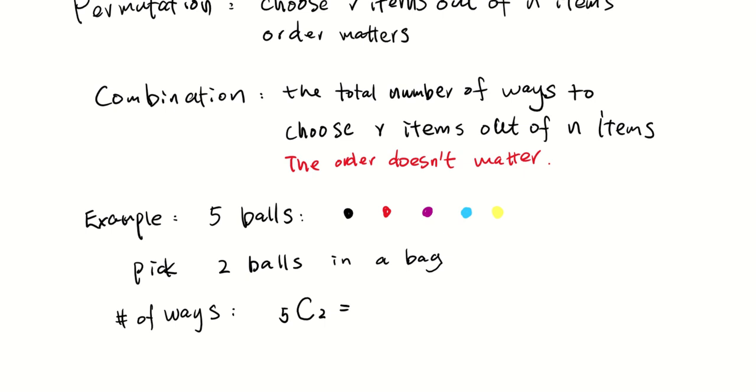And this is equal to 5 times 4. If you just do 5 times 4, that's the permutation of choosing 2 out of 5, right? That's when the order matters. But if you count the orders, you are overcounting a lot of the same cases. So you have to divide by 2 times 1. So in this case, it's 20 divided by 2, which is 10.